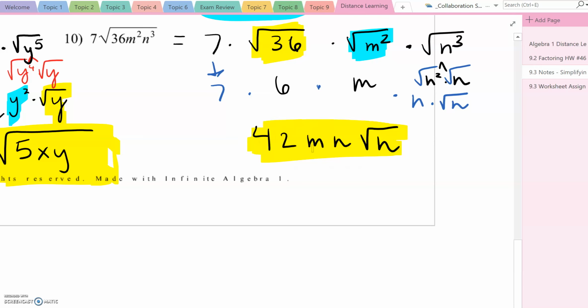Alrighty, so that finishes up our notes for us for this section, which was 9.3 simplifying radicals.